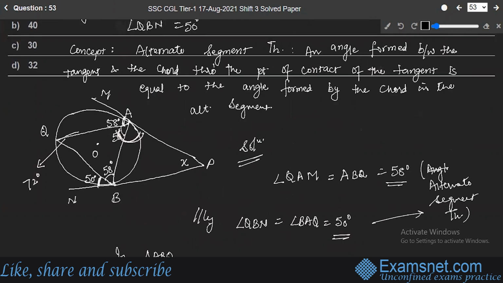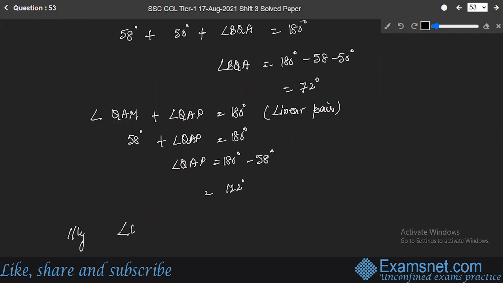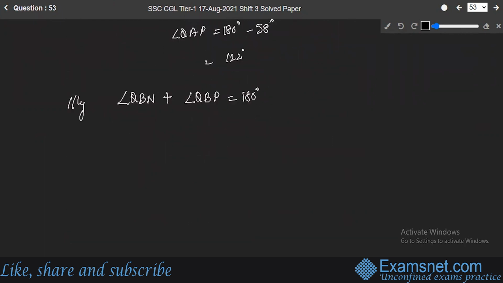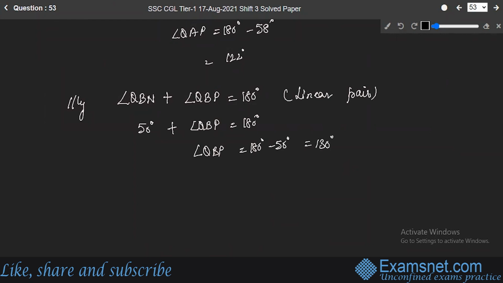I will find out this whole angle. So angle QBN plus angle QBP is equal to 180 degrees. Why? Again, they are forming a linear pair. QBN is given to us in the question, it is 50 degrees, and QBP is what we have to find out. This is equal to 180. QBP is 180 minus 50, which is equal to 130 degrees.